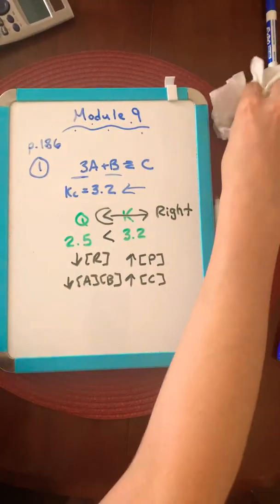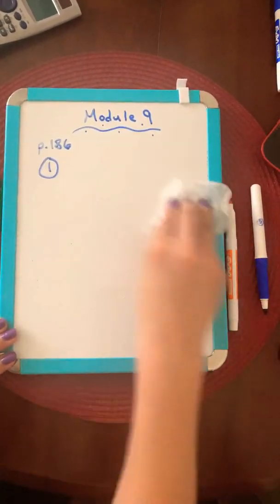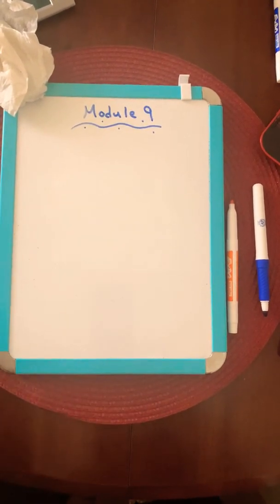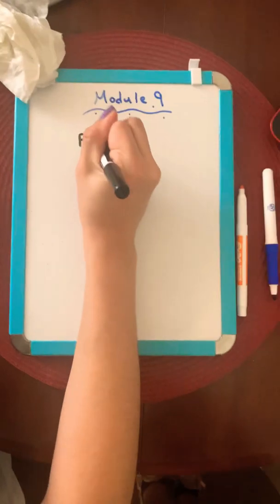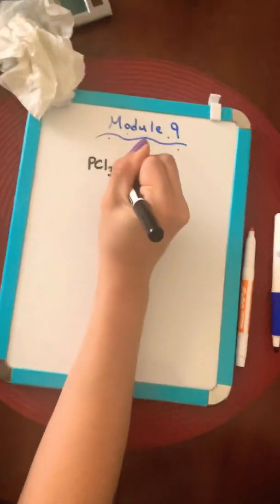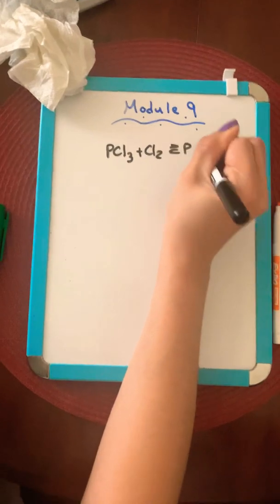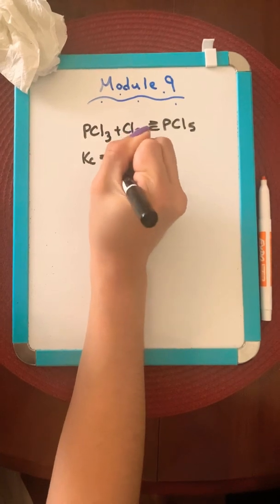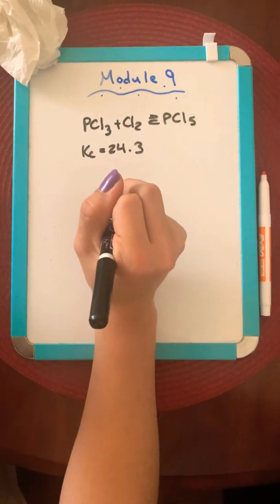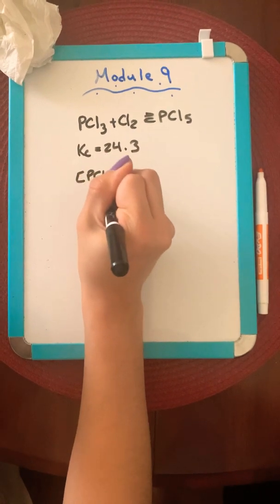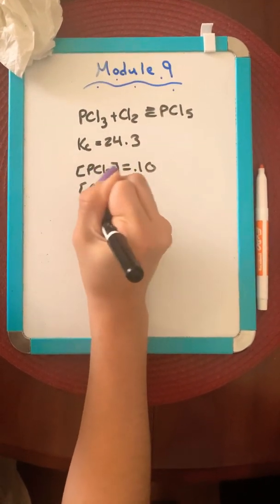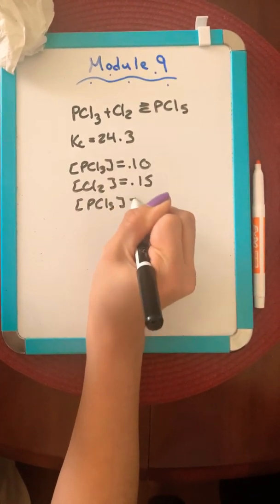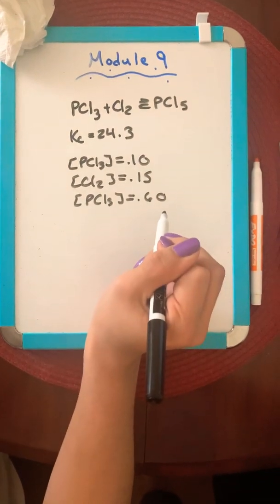I'm going to go over one more problem, and this is actually from an exam question from Dr. Nadian. First they give you the equation PCl3 plus Cl2 goes to PCl5. They tell you that you have a Kc value of 24.3, and say that under certain conditions where PCl3 is 0.10, Cl2 is 0.15, and PCl5 is 0.60, which of the statements is true.